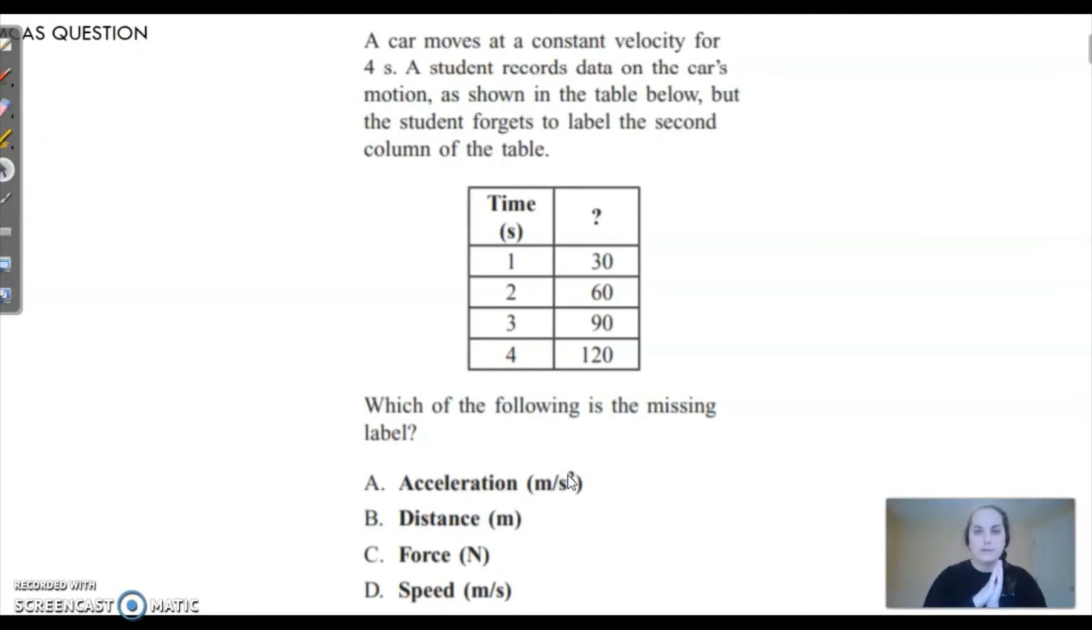A car moves at a constant velocity for 4 seconds. A student records data on the car's motion as shown in the table below, but the student forgets to label the second column. So we are given an amount of time, and then we're given something. And so which of the following is the missing label? Go ahead and try to figure this one out.